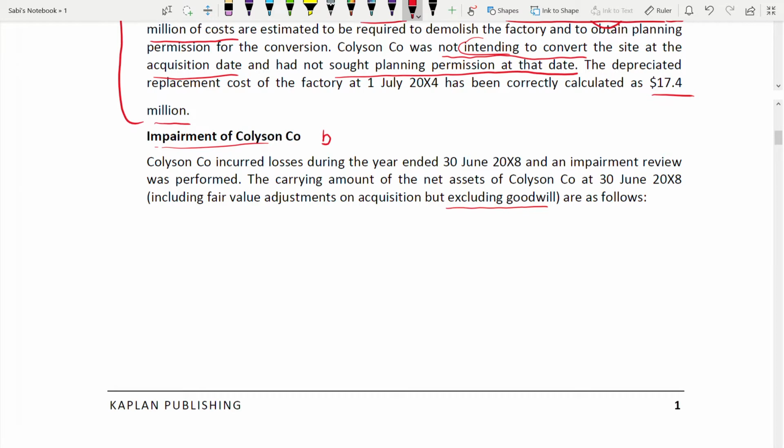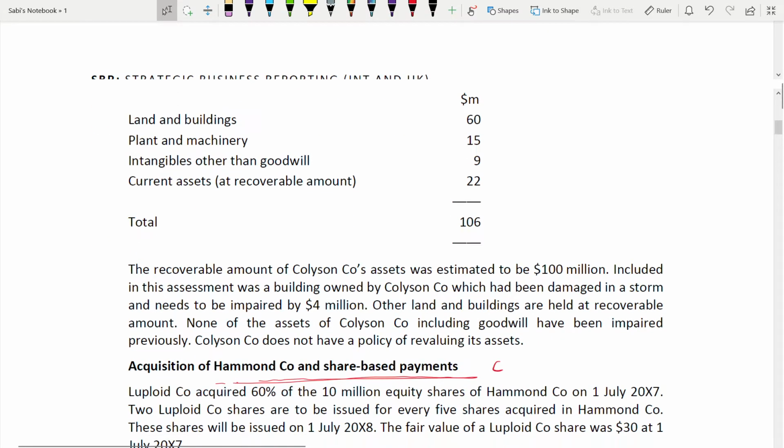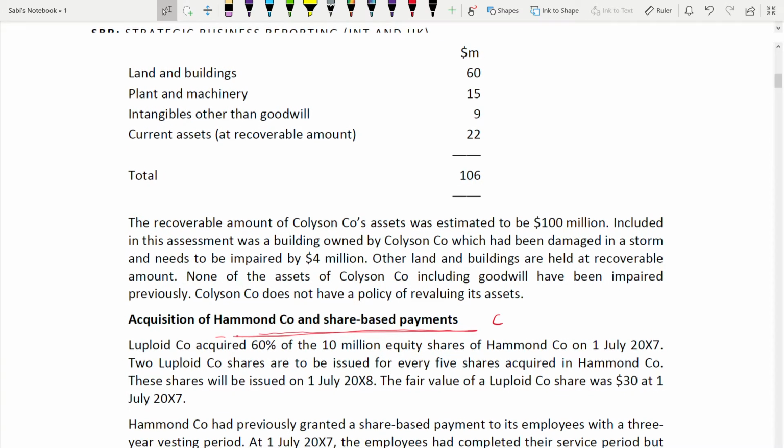Okay, are as follows. So these are the net assets. You can see land and buildings, plant and machinery, intangibles other than goodwill, and current assets. The recoverable amount is 100 million. You see, your net assets are more than your recoverable amount. That means definitely there has been an impairment, because your recoverable amount should always be less than your total net assets.